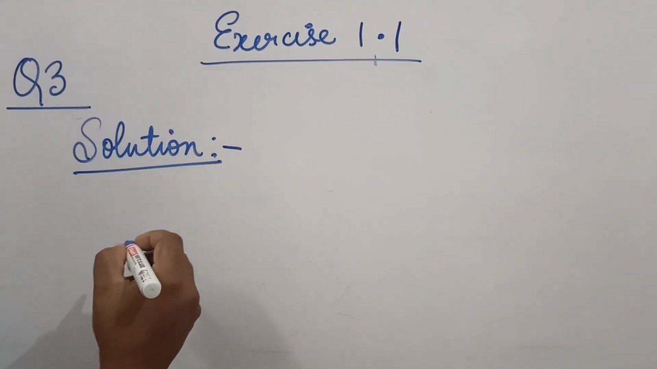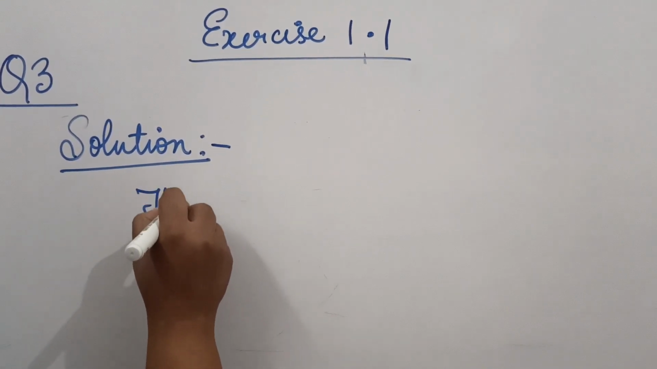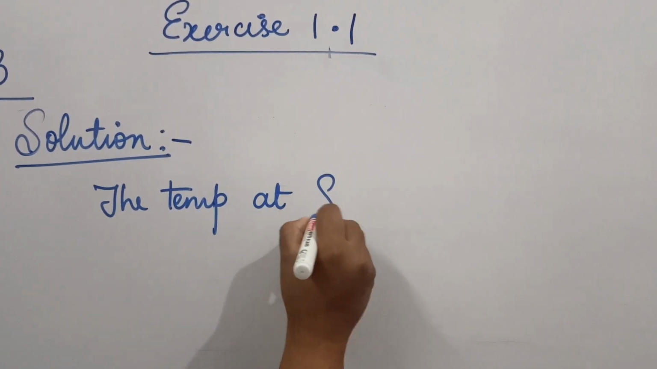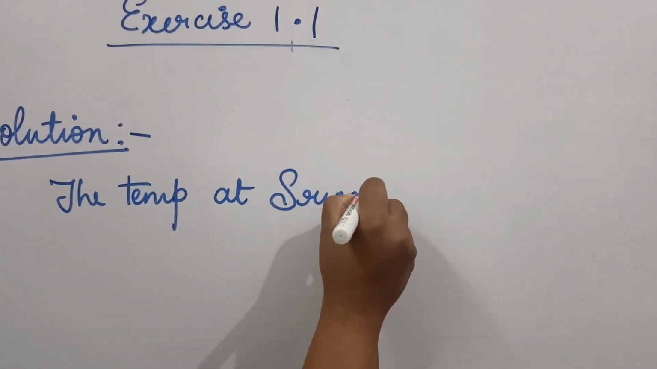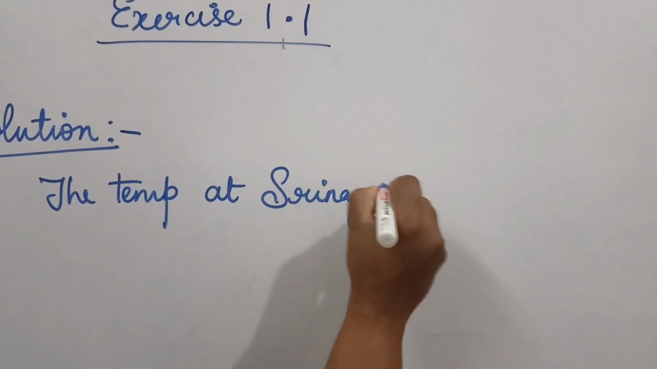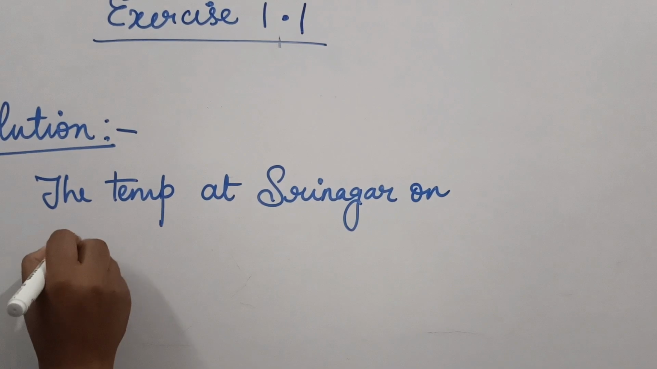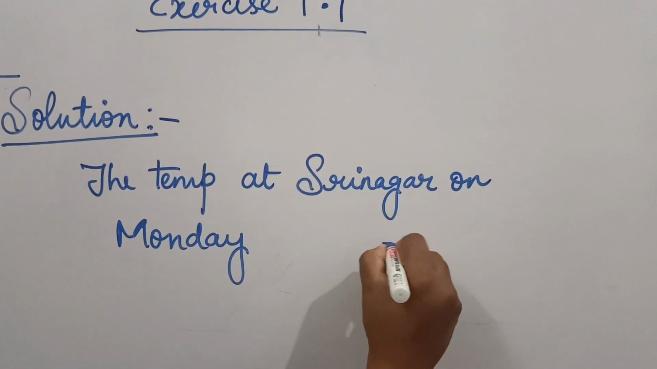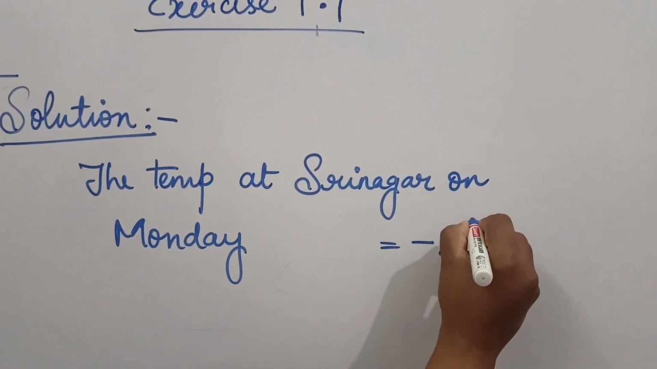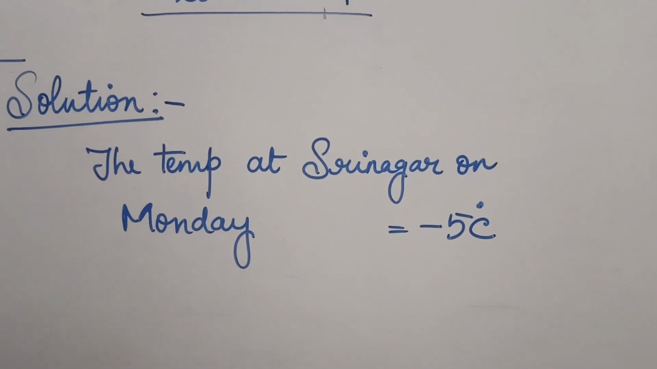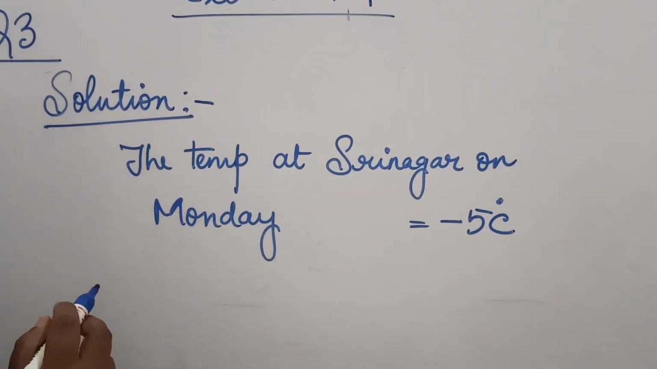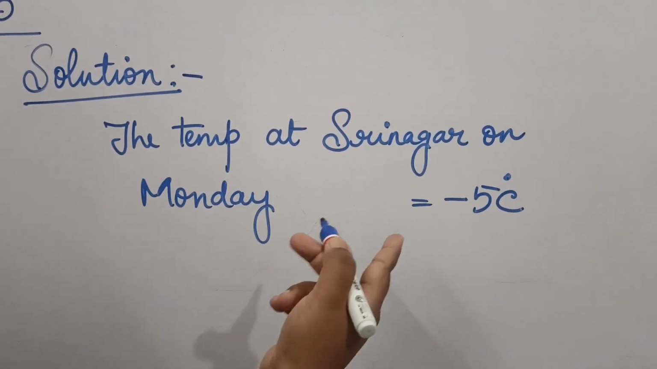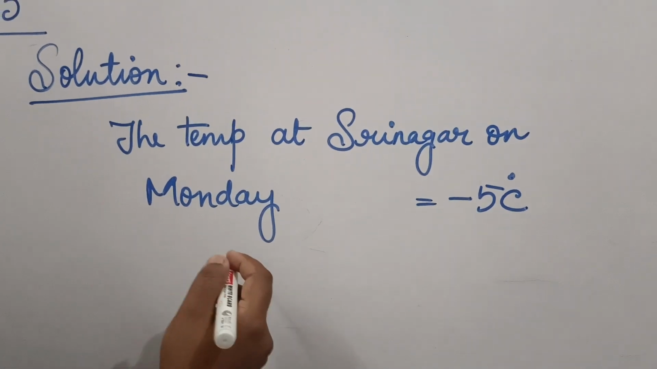Okay, what does it say? The temperature at Srinagar on Monday was, what was the temperature? It was minus 5 degrees Celsius. And the question also says that the temperature dropped by 2 degrees Celsius on Tuesday. So we have to find out the temperature on Tuesday.